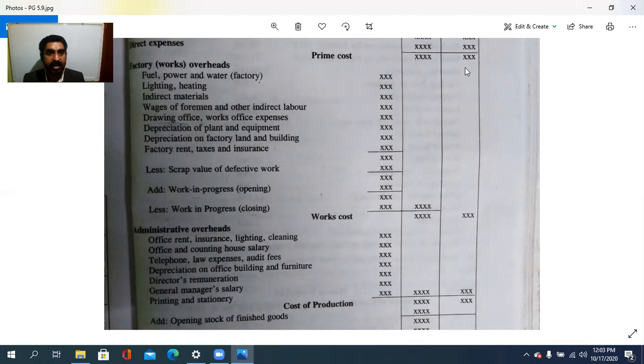That is adjusting the work in progress, opening with the closing. We will get the factory overheads. We need to add the factory overheads to the prime cost. We get the work cost.